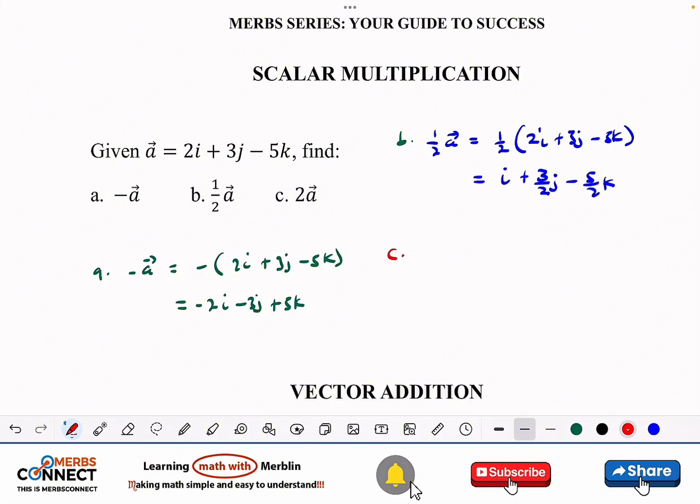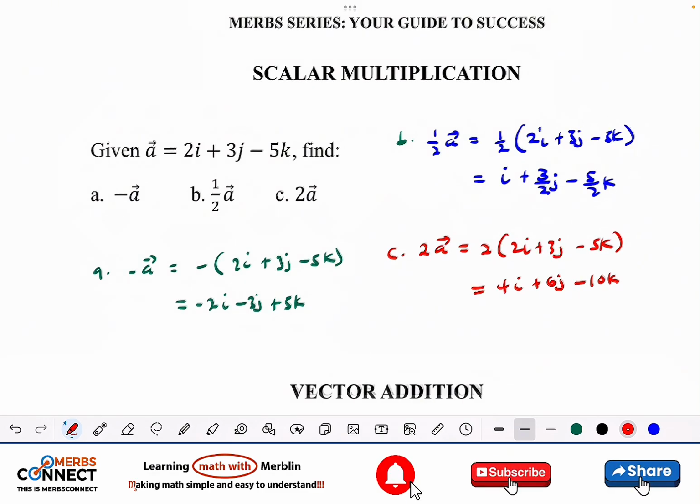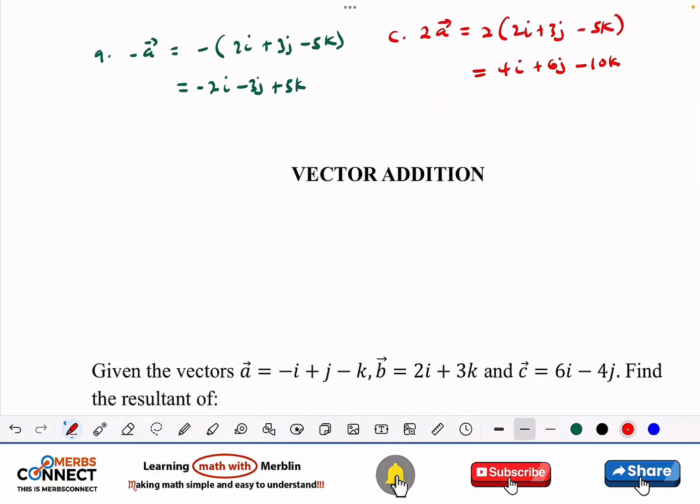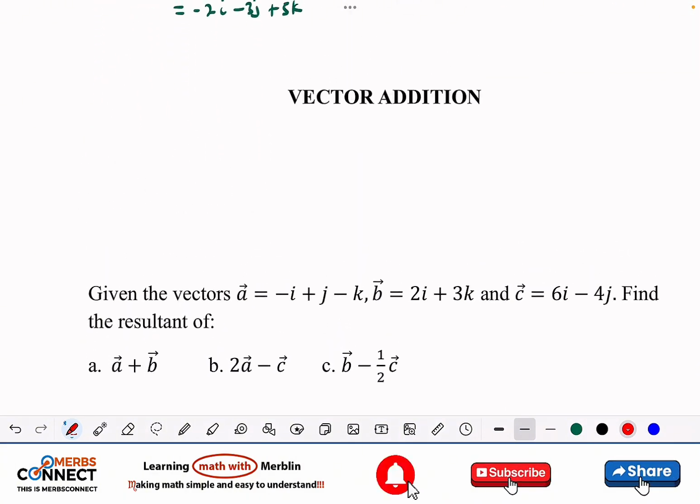So c will be 2 times a, which is just 2 times 2i plus 3j minus 5k. So this is going to give us 4i plus 6j minus 10k. Right, so this is basically scalar multiplication. If you want to do something like scalar multiplication, then we just do that.